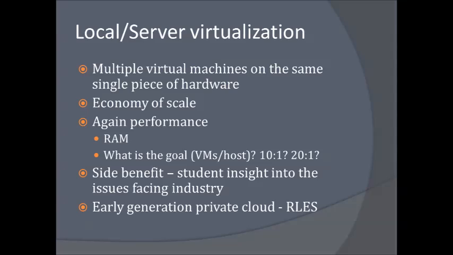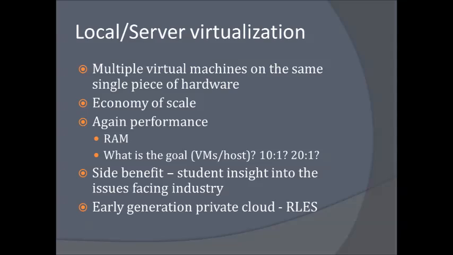Two terms that are related to each other are local virtualization and server virtualization. In both cases, you have multiple virtual machines on the same piece of hardware or one physical device. In the case of local virtualization, this is where we're running VMware Workstation and we're spinning up a couple of virtual machines on that box. With server virtualization, we're using something like ESX or ESXi, and you're running a bunch of virtual machines on that piece of hardware and then accessing it via a console or a client of some kind.